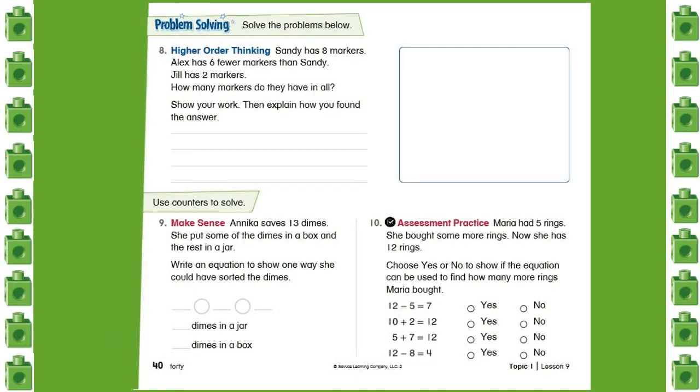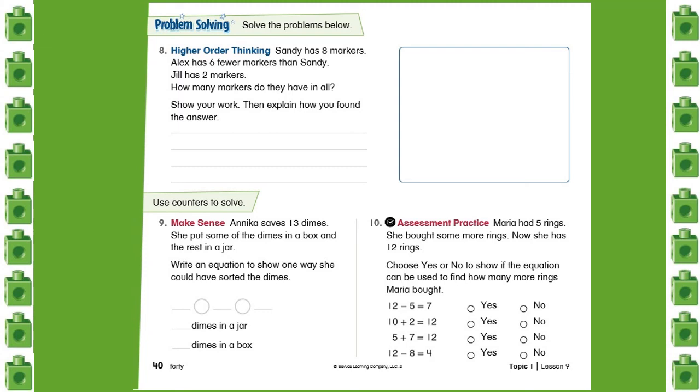Okay, number 8, higher order thinking, which means it's going to be a tough one. Sandy has 8 markers. Alex has 6 fewer markers than Sandy. Jill has 2 markers. How many markers do they have in all? Show your work, then explain how you found the answer. Boys and girls, in that box, you can draw a picture. You can just show me your addition problems. You can do whatever you want. Show me how you get the right answer. And of course, make sure you show me the answer.